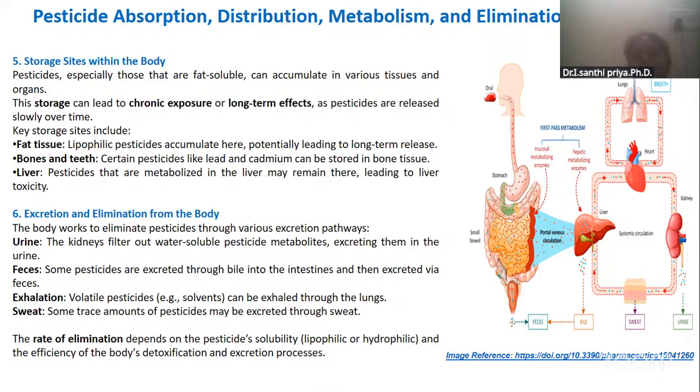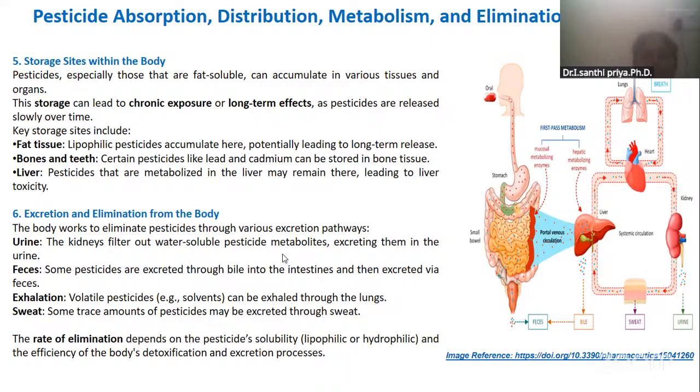The major storage sites are fat tissue, bones, teeth, and liver. Fat tissue for fat-soluble ones, obviously, and bones and teeth, certain pesticides like lead and cadmium can be stored in bone tissue as well. Whereas in the liver, pesticides are metabolized and may remain there, leading to liver toxicity. If they are not excreted, there are higher chances of them remaining in the liver. So it causes hepatic toxicity or liver toxicity.